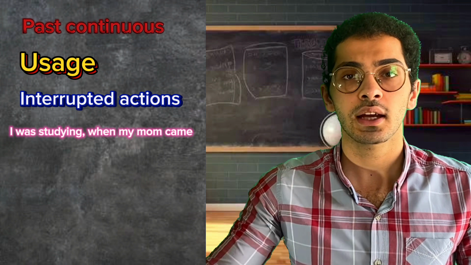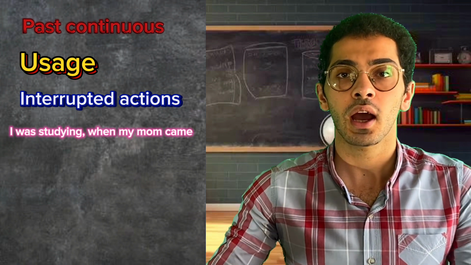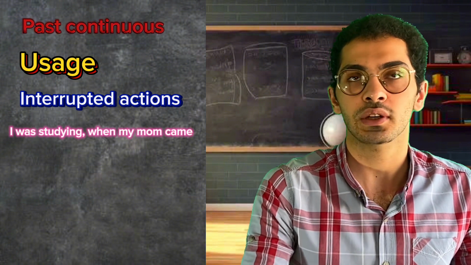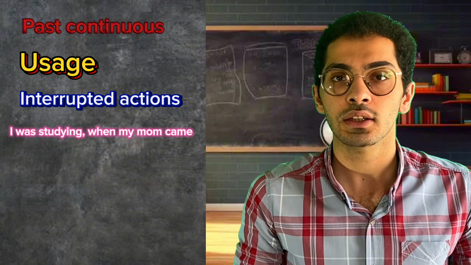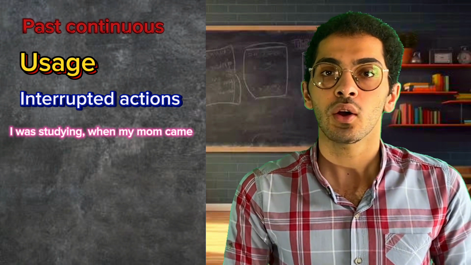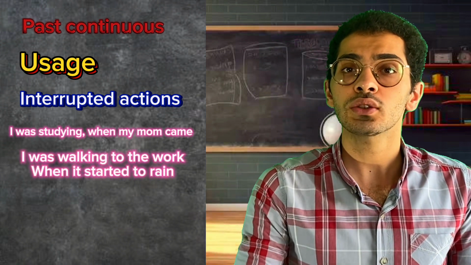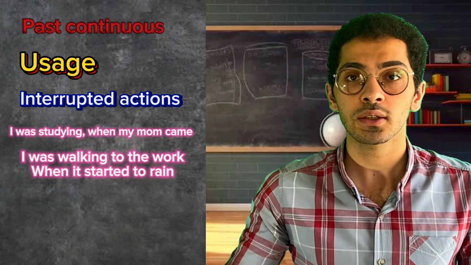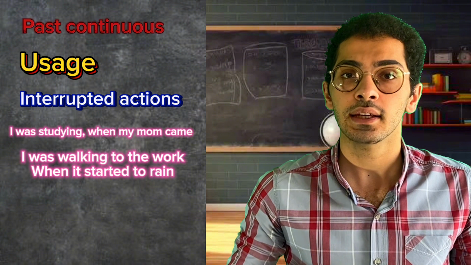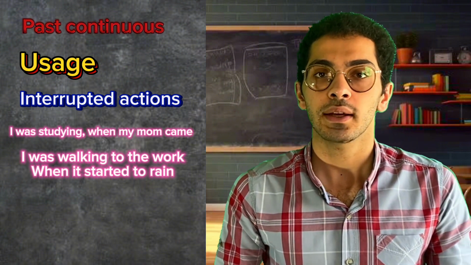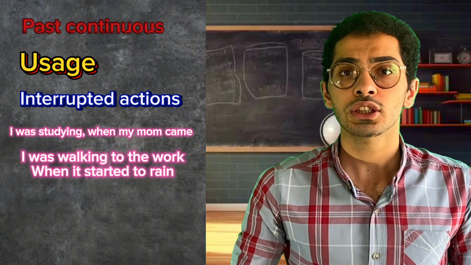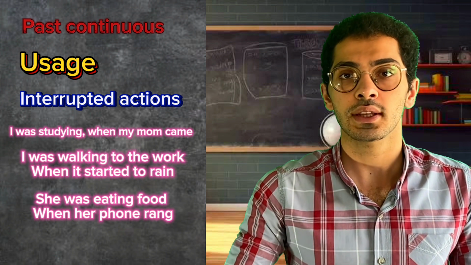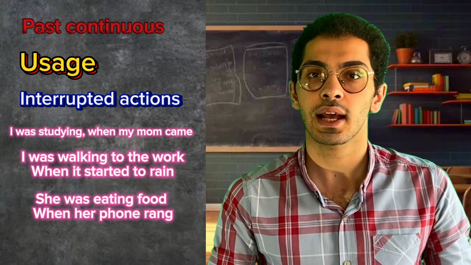For example, I started studying at 10 a.m. I continued until 2, and meanwhile my mom came at, for example, 1 p.m. She interrupted my action. Or I was walking to work when it started to rain. I started walking before I was doing that. Again, this rain interrupted. Or she was eating food when her phone rang.